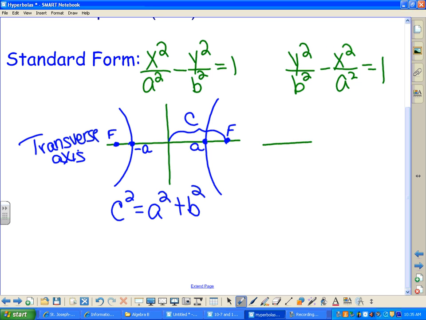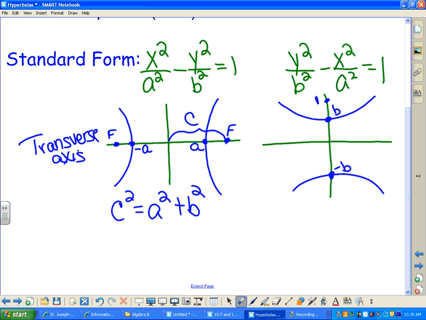Okay? So that was going to be my next question. If the y squared is the positive one, then how is this hyperbola going to open? Up and down. So it's going to look something like this and like this. Guess what these are now? 0, negative b. Guess where the foci are?